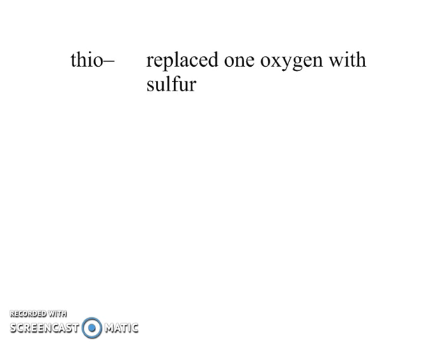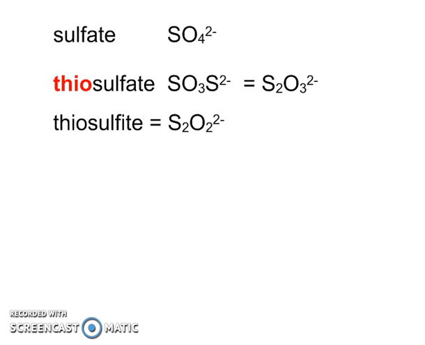The prefix thio means replace one oxygen with sulfur. So again, going back to sulfate, which is SO4 2-, if we put the prefix thio in front, that means replace one of the O's: take off one of the 4 O's and replace it with S. The reason you can do this is that O and S have exactly the same valence electrons, so you get exactly the same Lewis dot diagram, and the same covalent bonds occur in thiosulfate as occur in sulfate. So if we have SO3S 2-, we group the S's together and we actually have the formula S2O3 2- for thiosulfate.